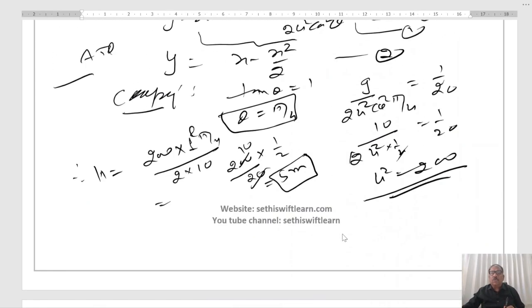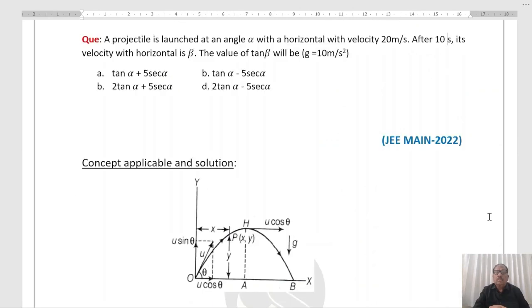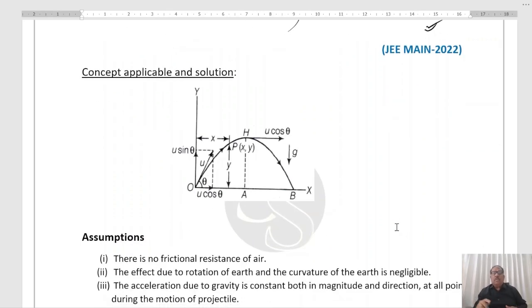Now, next question. A projectile is launched at an angle alpha with the horizontal with velocity 20 meters per second. After 10 seconds, the velocity makes an angle beta with the horizontal. The value of 10 beta we have to find. We have to take the value of g as 10 meter per second square. One of the options is correct. The question is taken from JEE Main 2022, right?